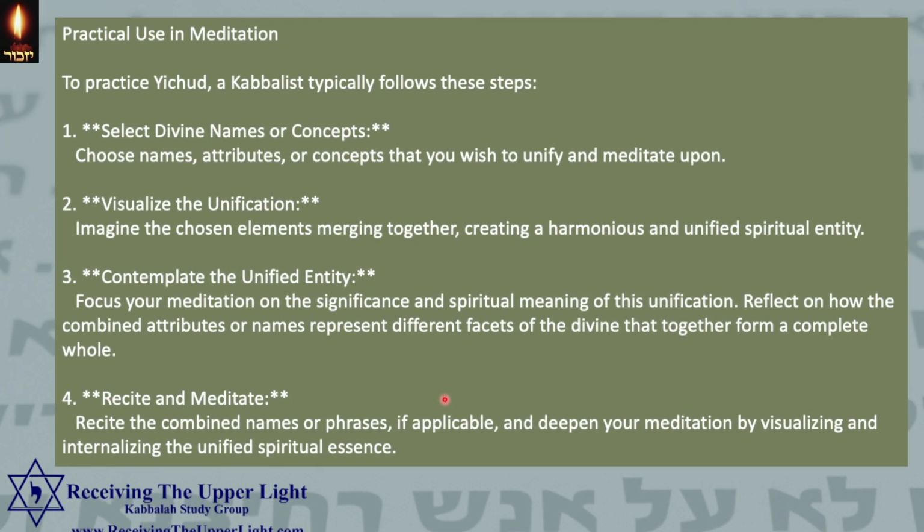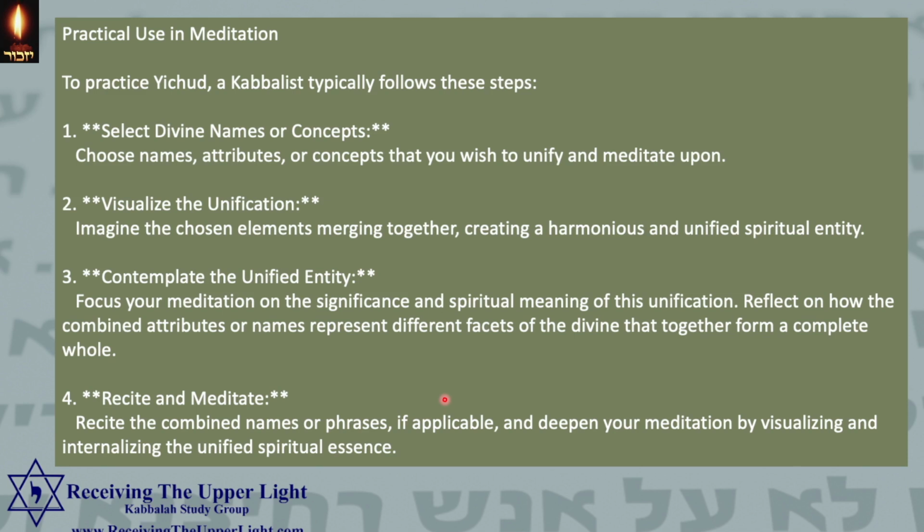So what are the practical uses in meditation of the Yichud, right? Once again, these are generalized practical uses. Different traditions do it different ways, right? But this is a way that they do it. So you select the divine names and concepts: choose the names, attributes, and concepts that you wish to unify and meditate upon. Then visualize unification.